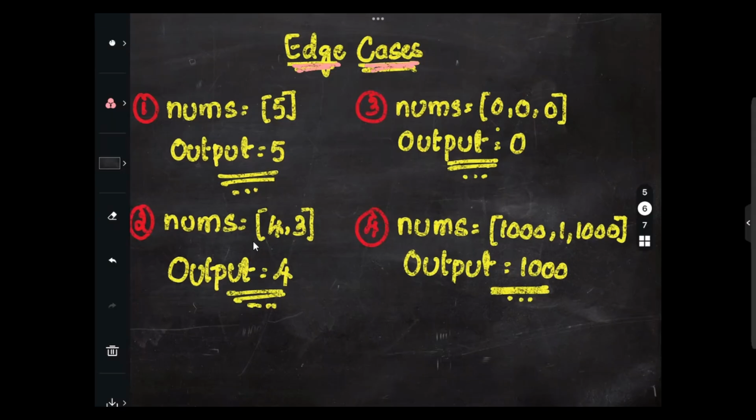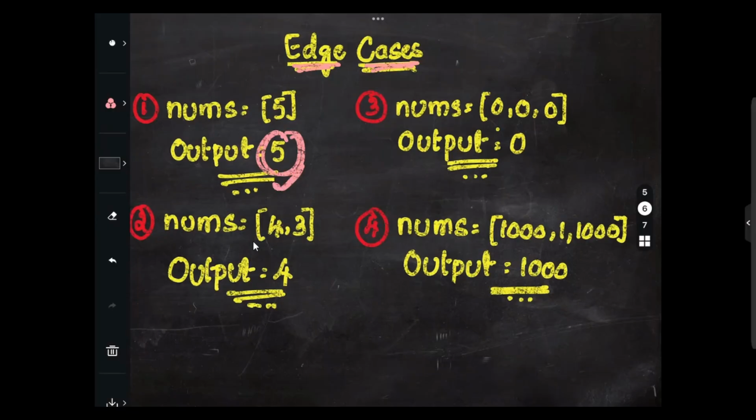The first edge case is when nums equals 5, which means when we have only one element, only one house. So when we have only one house, we will rob that house directly. So the output will quite obviously be 5.